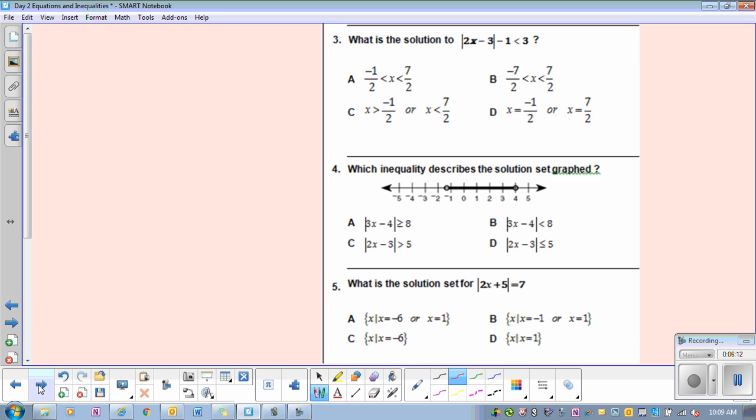Try number 3. What is the solution to this? First of all, look at your answer choices. A and B, do you see the word or? No. So those two are ands. C and D, you see the word or. Remember, we used our thumbs to see what our graphs will look like. And means they go in and touch, or means they go out. So if you want to see if this is an and or an or, you could plug this into your calculator and graph it. Let's try that.